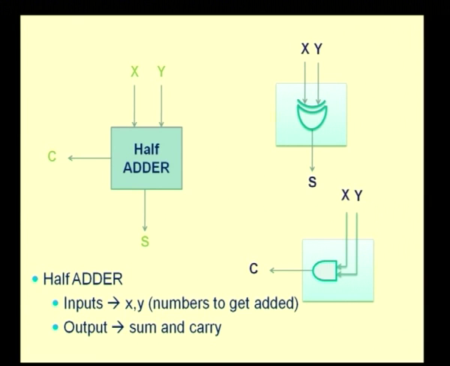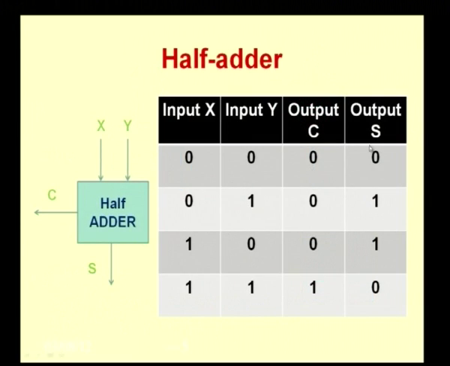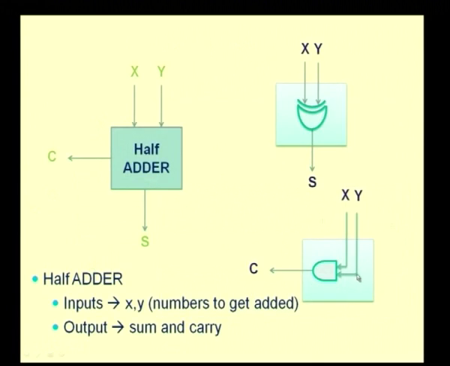Now, if you look at what goes into coming up with the sum and carry, you can see from this figure that the sum value is just an XOR of x and y: 0 1 1 0 gives you an s. Similarly, the carry is just an AND of x and y. So, the circuit that we have for the half adder basically is like this. You will have an exclusive OR gate to generate the sum and an AND gate to generate the carry.